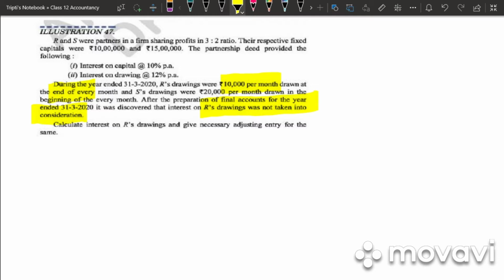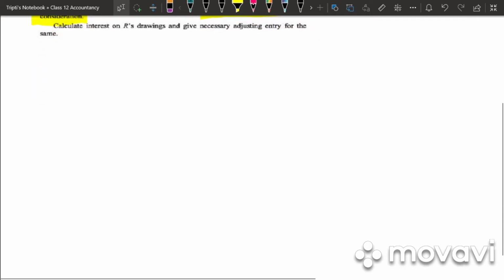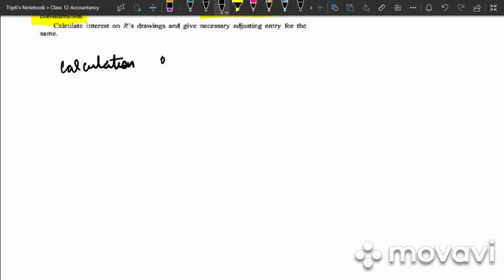So in this problem, they have given us that only R's drawings was not taken into consideration, but S's drawings was taken into consideration. So first thing, we need to find out the interest on drawings for R. So write down calculation of R's interest on drawings.